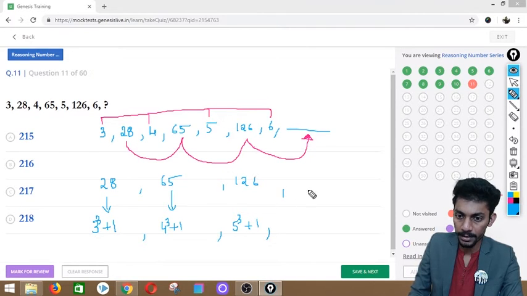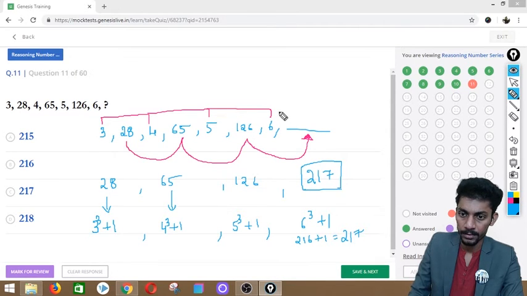So what should be the answer? The answer should be 6 cube plus 1. What is 6 cube? 216, plus 1 will be equal to 217. So the answer is 217. Okay, the answer is 217. That is option C.